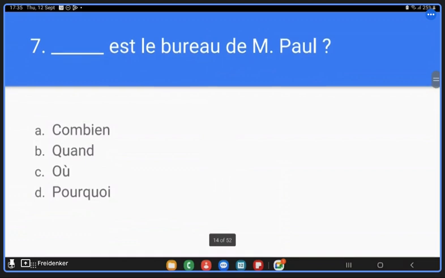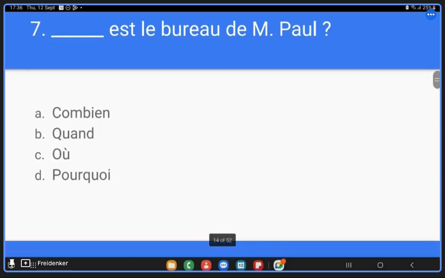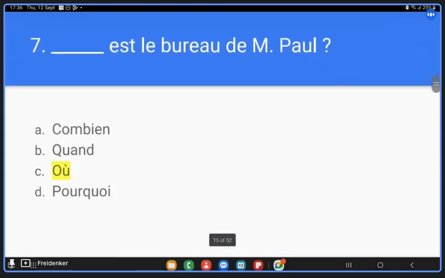Question 7. Dash est le bureau de Monsieur Paul. Dash is the office of Mr. Paul. This is the translation. Now, what will be the appropriate interrogative word? Combien is how many. Quand, option B, is when. Option C, où means where. Option D, pourquoi means why. The correct option will be C, obviously. So, where is the office of Mr. Paul? Où est le bureau de Monsieur Paul?